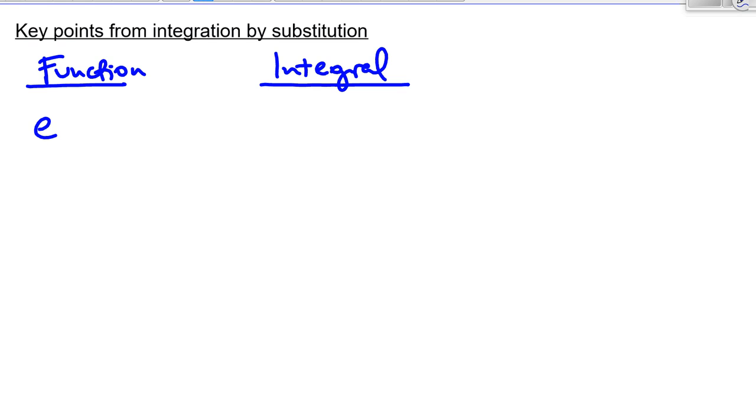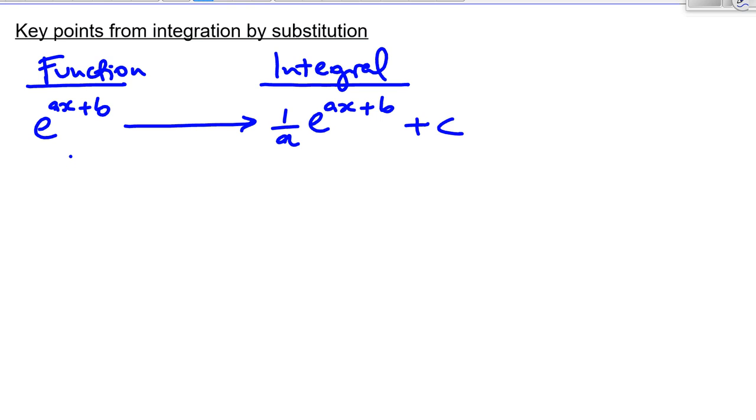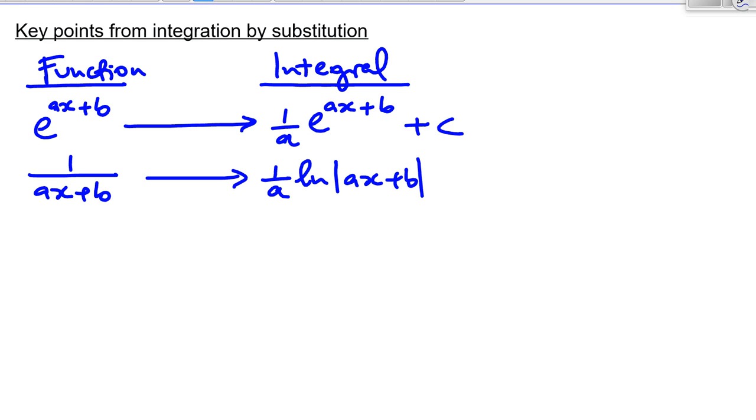For example, if you have e to power ax plus b, the integral of that will be 1 over a e to power ax plus b. You can look at some of the examples that we've worked out, and you'll see that if you integrate this function by substitution, you'll end up with an answer that looks like that. Again, if you have 1 over ax plus b, if you integrate that, you'll end up with 1 over a ln of absolute value of ax plus b plus c. Of course, you have to have c.